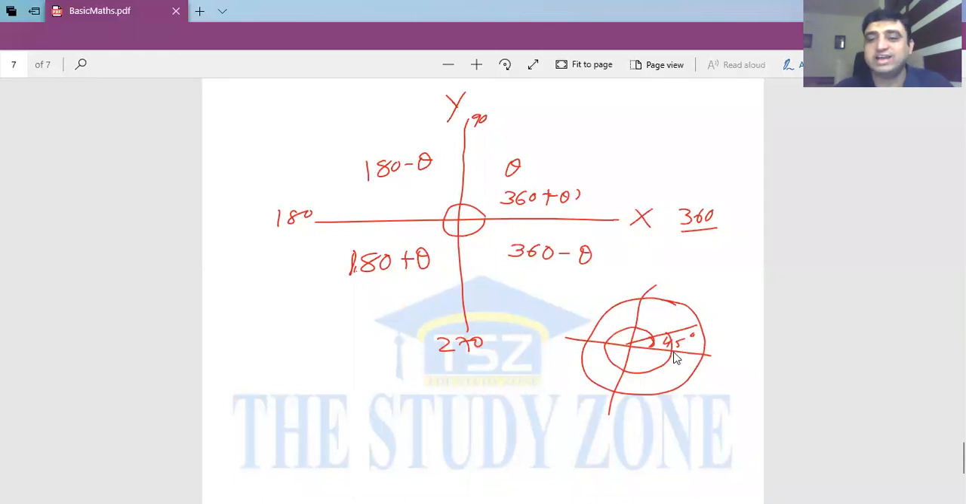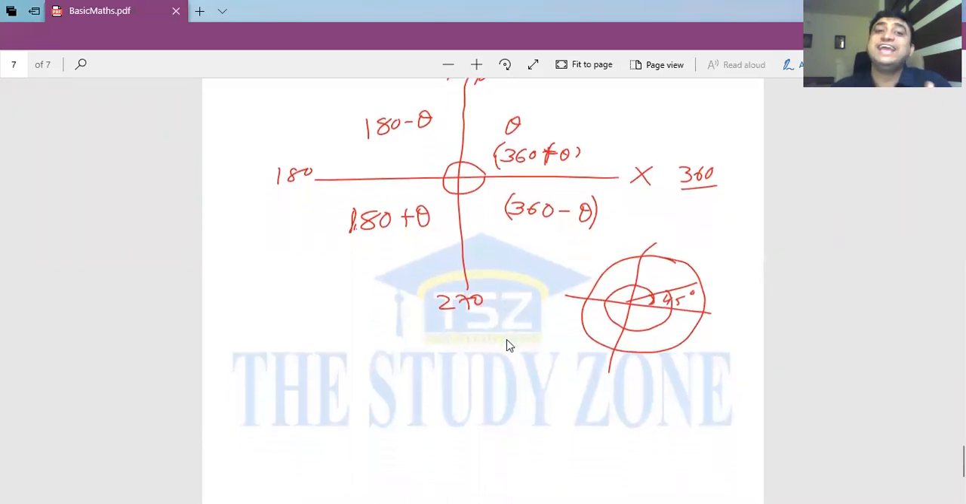Why are we adding 360? That we'll study at a later level, when we start studying the unit circle concept. But right now you need not worry about it. You just need to understand, can we represent it or not? The answer is yes. Now see, we have four new angles. 360 plus theta, that is first quadrant. 180 minus theta, that is second quadrant. 180 plus theta, that is third quadrant. 360 minus theta, that is fourth quadrant. Understood?